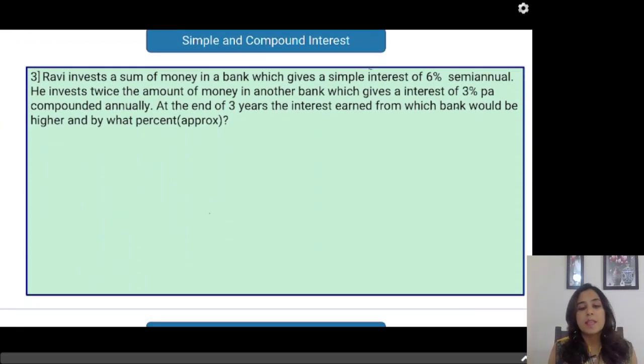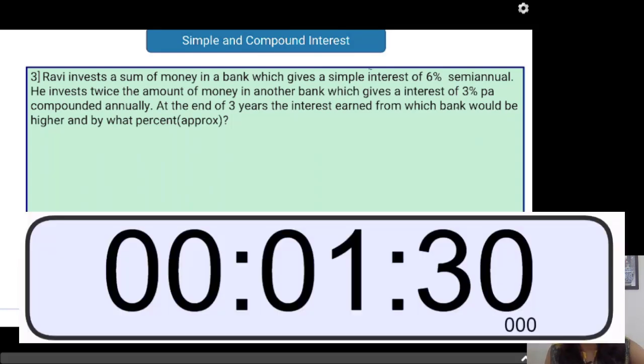Ravi invests a sum of money in a bank which gives a simple interest at 6% semi-annually. He invests twice the amount of money in another bank which gives an interest of 3% per annum compounded annually. At the end of 3 years, the interest earned from which bank would be higher and by what percentage approximately? So guys, your time starts now.